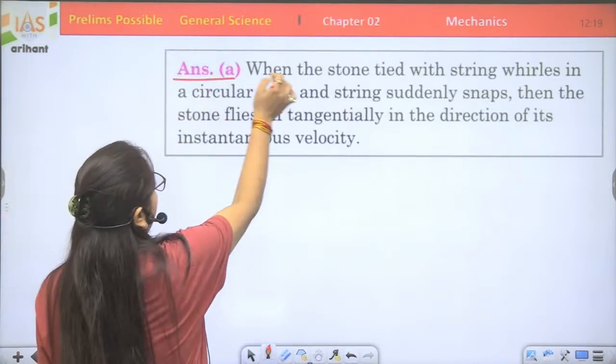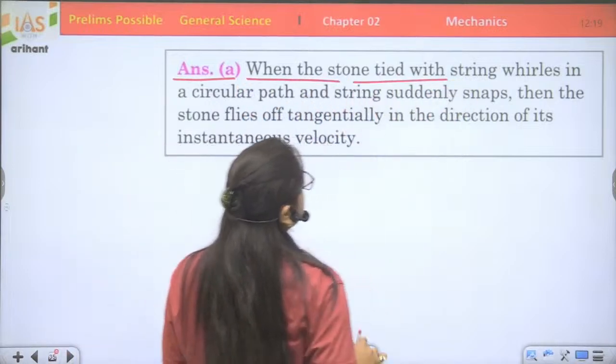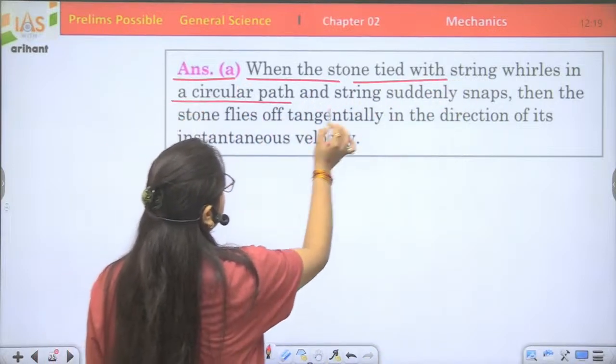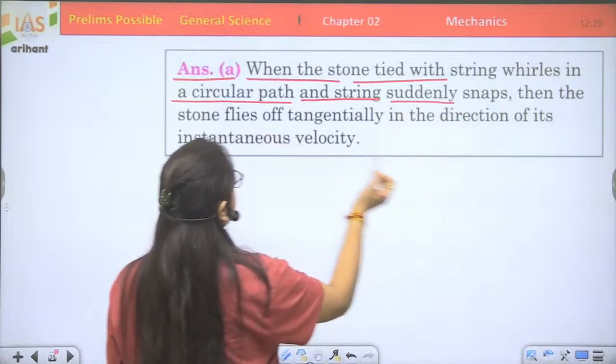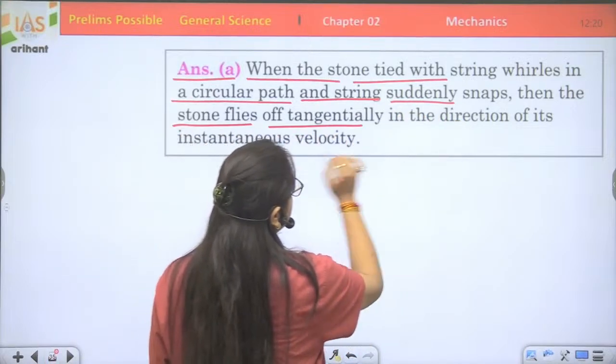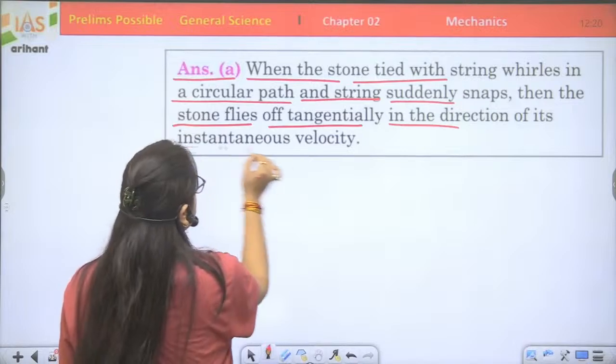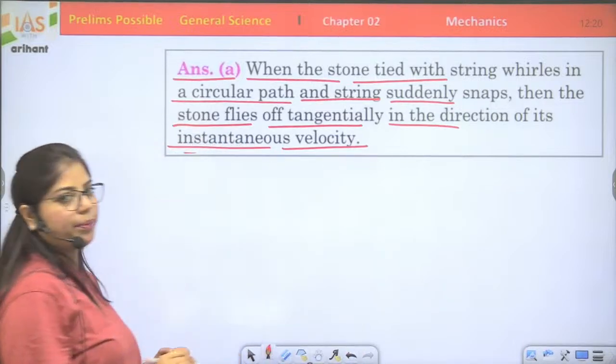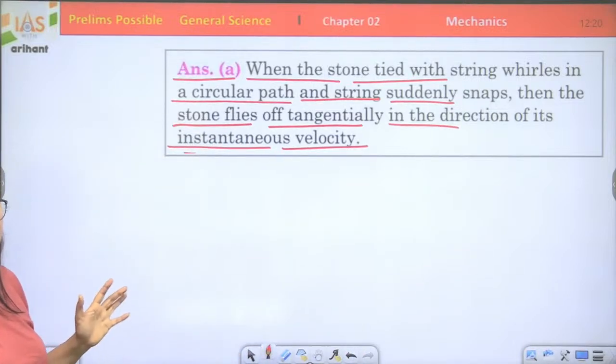Answer A. When the stone tied with a string whirls in a circular path and the string suddenly snaps, then the stone flies off tangentially in the direction of its instantaneous velocity. Clear?